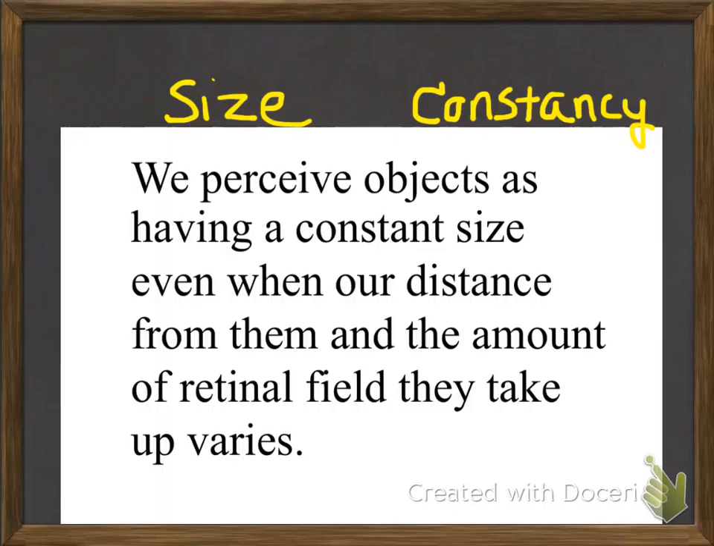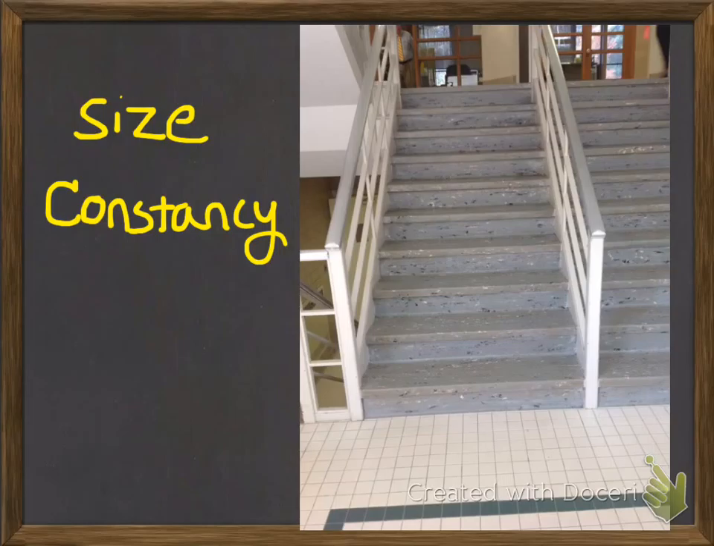In size constancy, we perceive objects as having a constant size even when our distance from them and the amount of retinal field they take up varies. We are aware that this top stair is the same size as this bottom stair, despite the fact that it appears smaller because it is farther away and takes up less space in our retina.